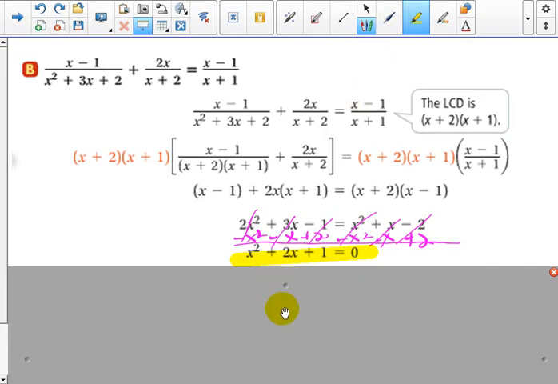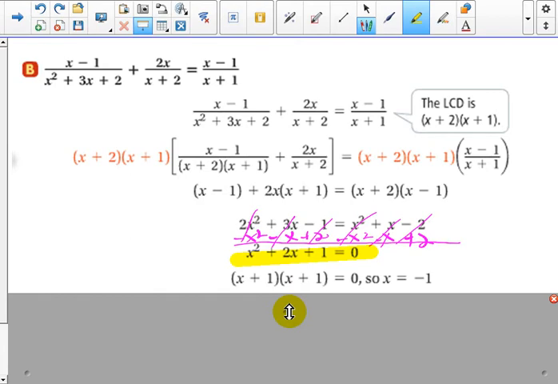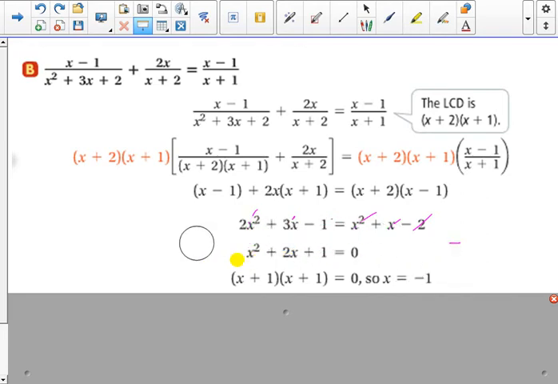Now we're down to that simple little trinomial again that we can factor so quickly. That's going to be x plus 1 times x plus 1. It's x plus 1 squared, right? So what makes this true? When x is equal to negative 1. So now we've got one solution, x equals negative 1.